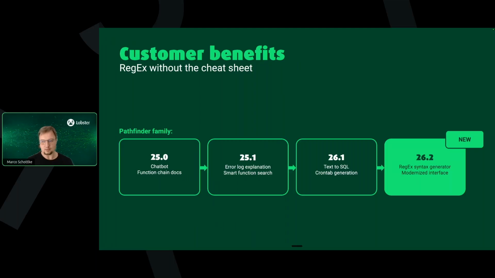Then in October last year, with 25.1, we added error log explanations and smart function search, together with, this January, text to SQL and cron. Every release, Pathfinder learns something more specific to our integration and our platform, and how it can help you as a co-pilot in your day-to-day work.